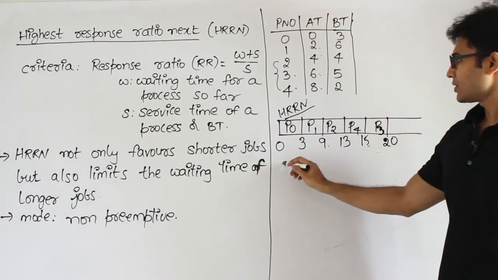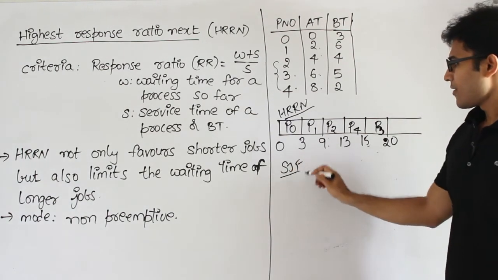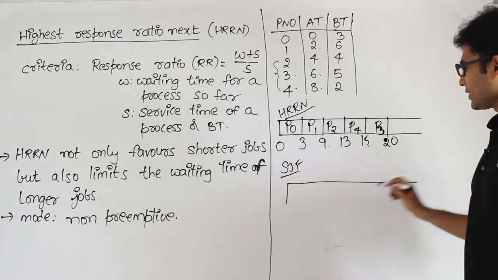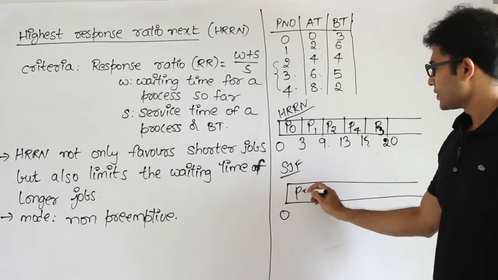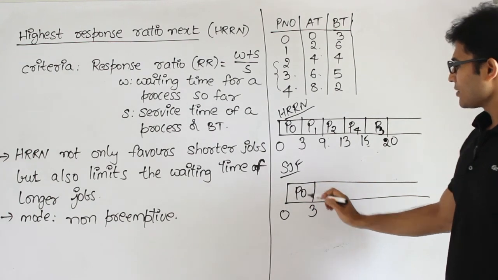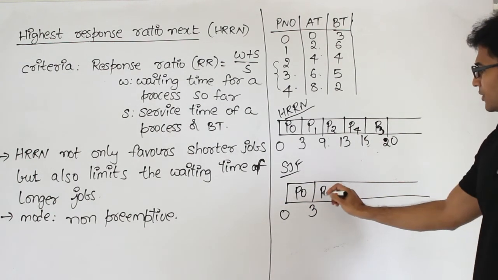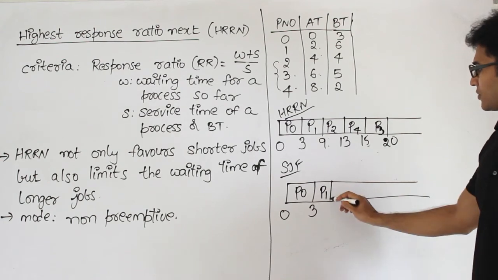Now coming to shortest job first. Initially nothing will change because only one process is available. So I am going to take it and schedule it. Nothing is going to change. And at time 3 only one more process is available. Therefore I am going to schedule it. Nothing is going to change.